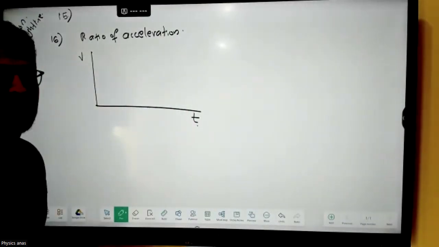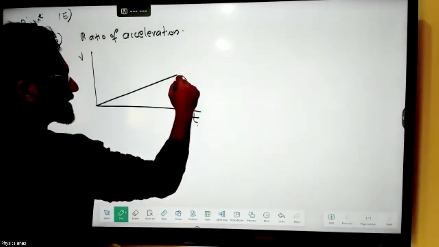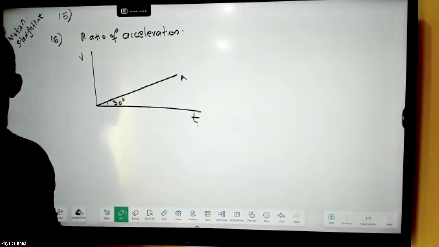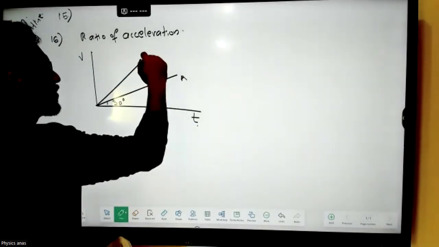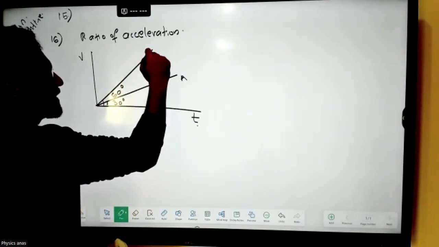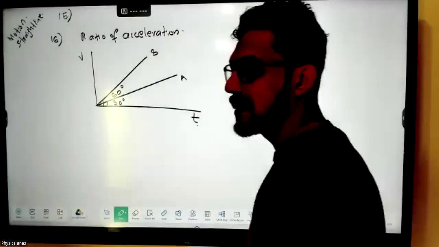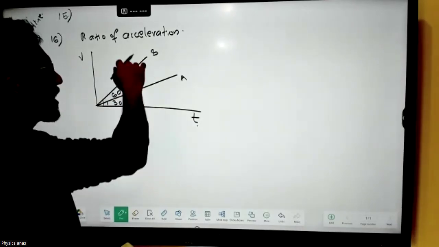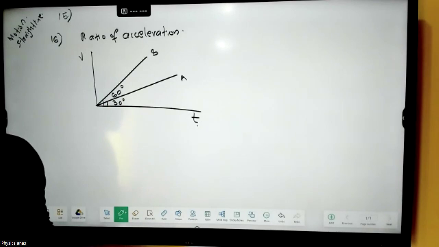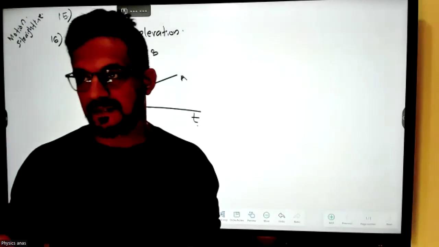So this is the time axis. Now we have the two graphs. I'm taking this one as A. It is making 30 degree with the time axis. And there is another one making 60 degree with the time axis. I'm calling it B. So there are two graphs, graph for A and graph for B. A is making 30 degree and B is making 60 degree with the time axis. Is that okay?